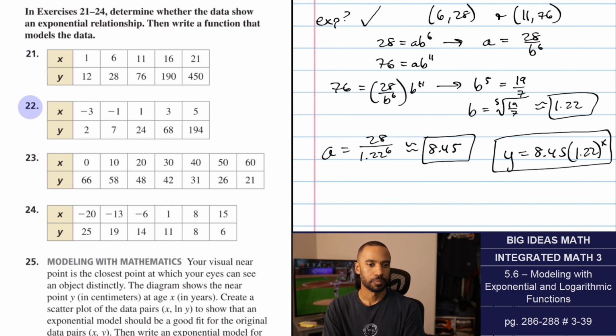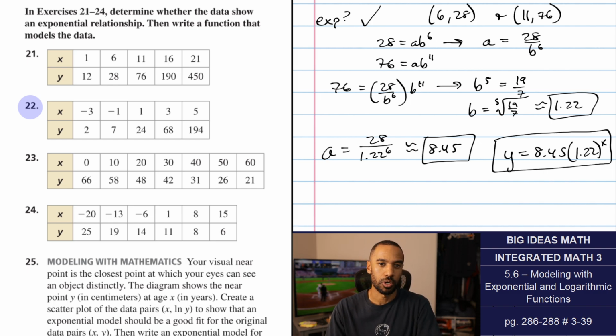Number 22. Honestly, I'd say the same thing on number 22. You're probably multiplying some things with equal spacing between these ones. Let's go to the calculator and check some of these out and see if they're decent numbers. This is just me guesstimating with tests here. I'm going to do 7 divided by 2, 24 divided by 7, 68 divided by 24, and 194 divided by 68.